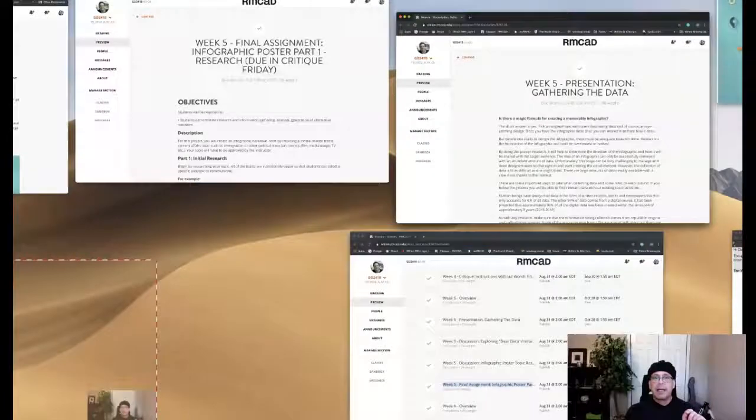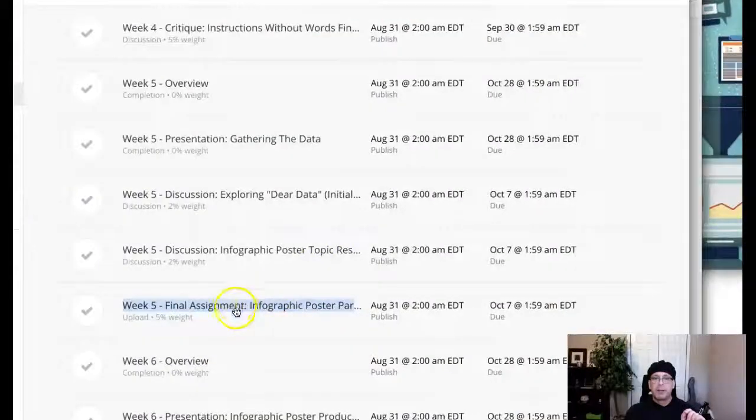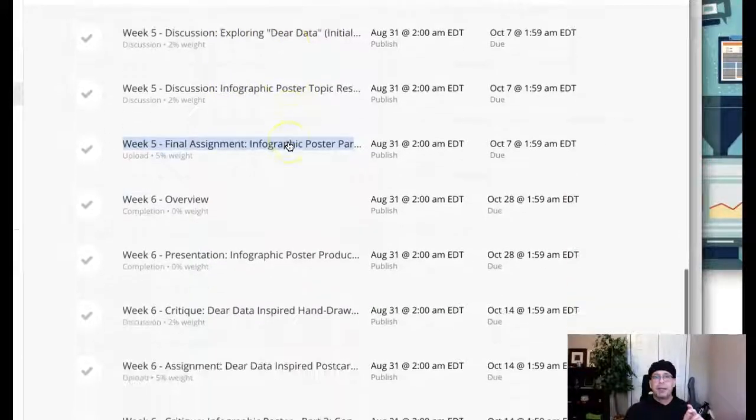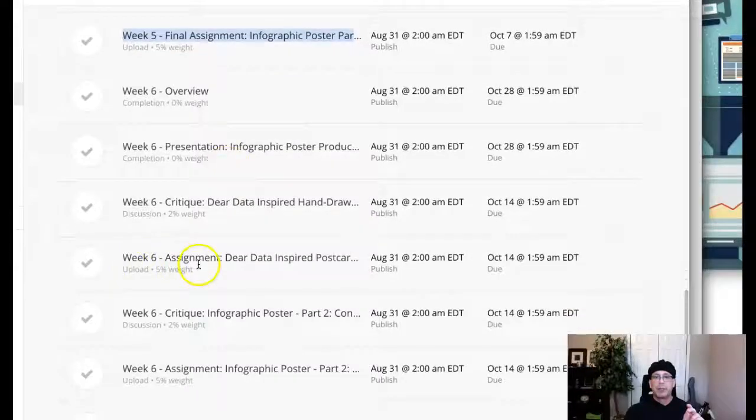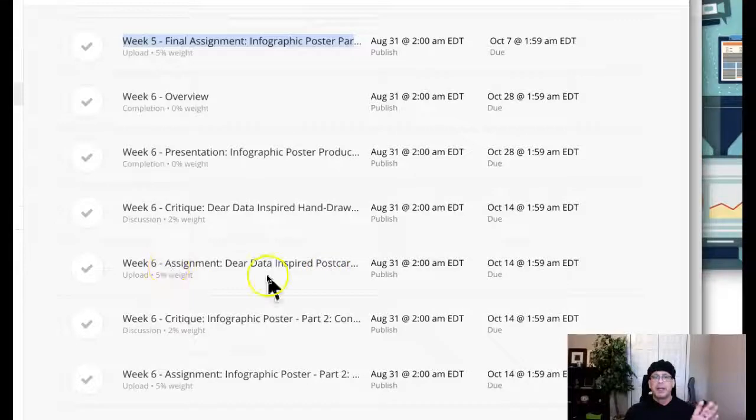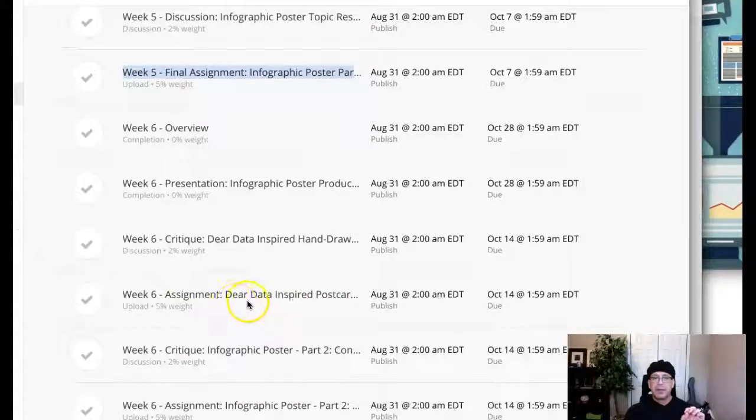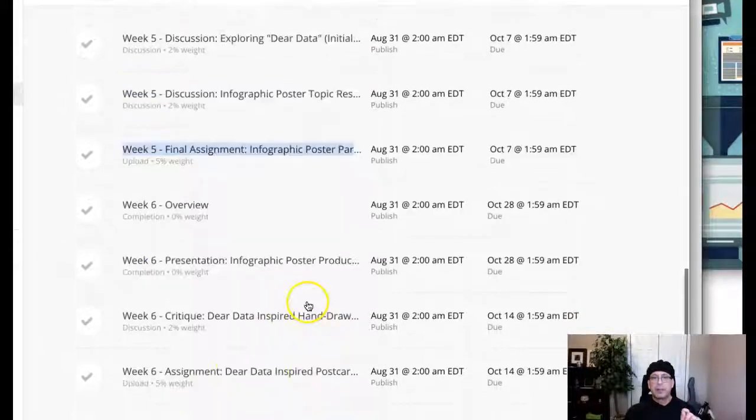Okay, enough of that. Now from there we go to presentation gathering the data. We have 2 discussions this week. One is exploring Dear Data. That's self-explanatory as well, but that points to an assignment coming up next week in week 6. That's the Dear Data inspired postcard. I'm sorry, that's an assignment, not an exercise. So that's the week 6 assignment, Dear Data inspired postcards.